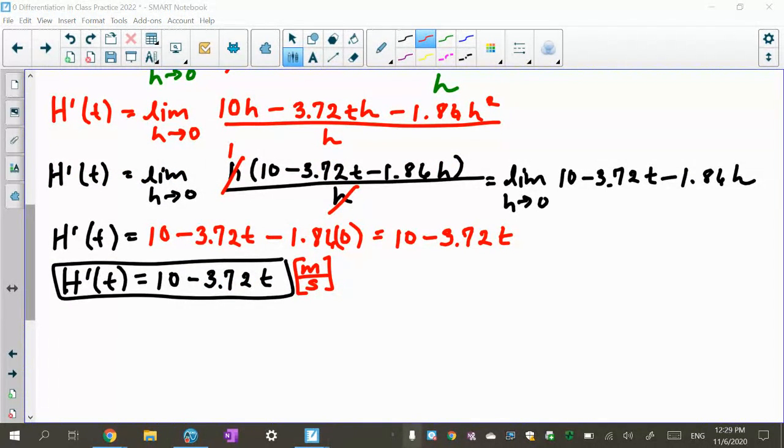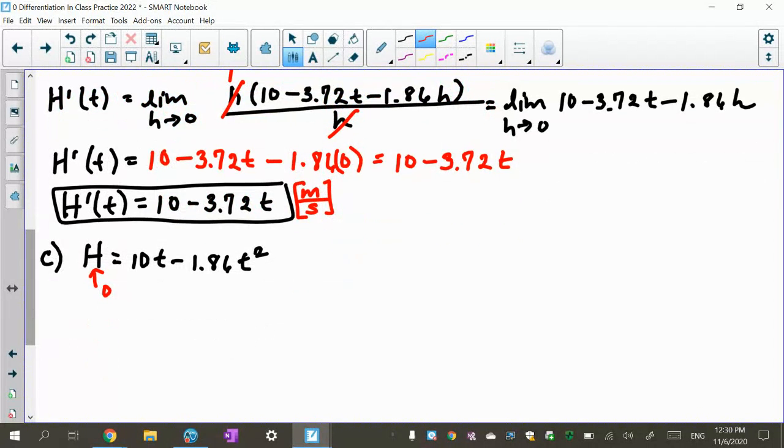Now let's do C. C asks us, when will the rock hit the surface? So again, here's our formula: h equals 10t minus 1.86t squared. Now remember, when will it hit the surface? Well, it hits the surface when the height is 0. So this is not even calculus, folks. It's just asking when this hits the surface. So I've got 10t minus 1.86t squared equals 0.